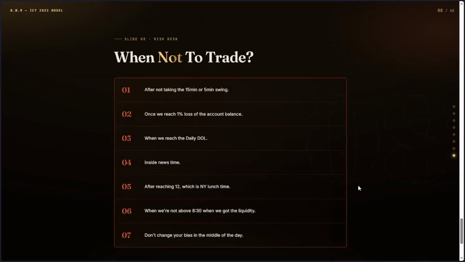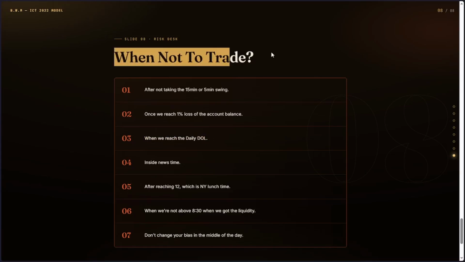So let's come to the last slide, which is when to not trade. Of course, after not taking the 15 minute or 5 minute swing, once we reach 1% of the account balance, when we reach the daily goal, inside news, of course, and not trading against the bias. We always want to be high probability, okay? So once we did actually reach the goal, we don't care about what happened. If I did enter or not entering, I don't care. We did reach the goal, I will stop trading.